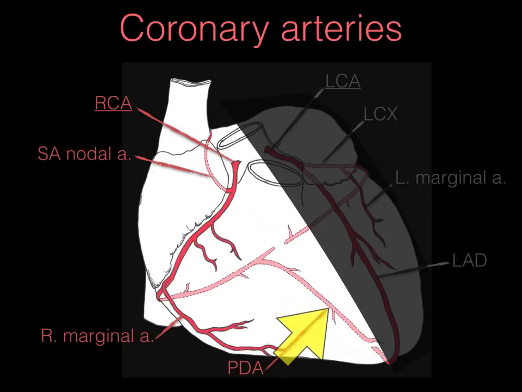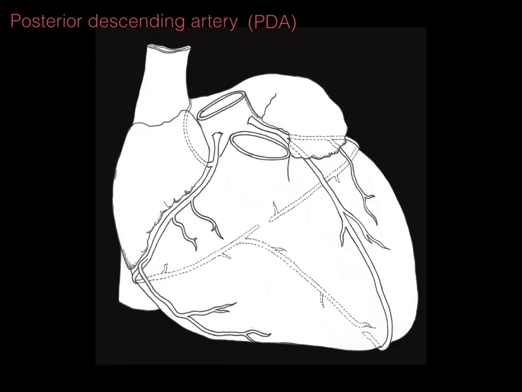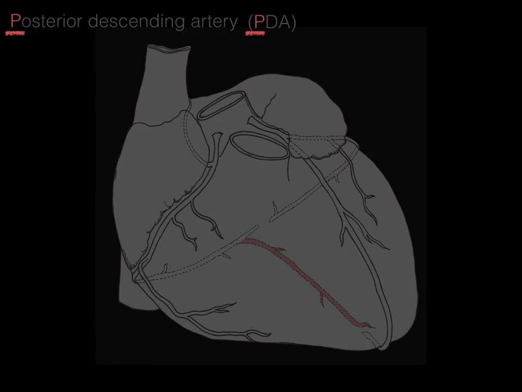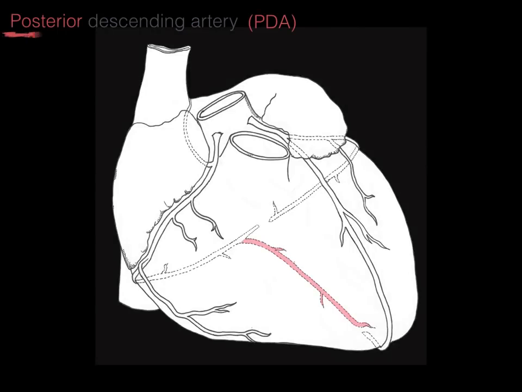And then finally, from the right side, our posterior descending artery. There's the posterior descending artery. It's called PDA, for P for posterior, D for descending, A for artery. And this posterior descending artery is called posterior because it's found on the posterior surface of the heart. It's descending because it descends along the back of the heart, and artery because, hey, that's an artery.